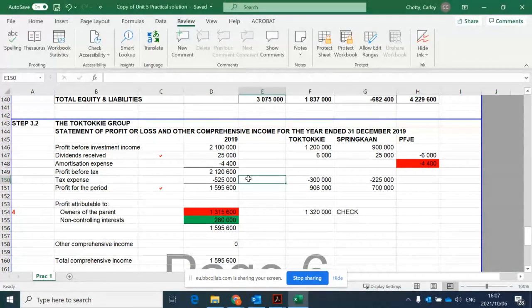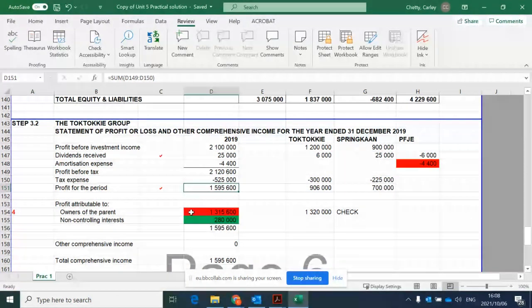And our tax expense is a function of adding Tok Toki and Spring Khan. And this will give us profit for the period. So once we have profit for the period, we can split this profit between owners of the parent, being the main shareholder, Tok Toki, and the non-controlling interest, being the minority shareholders.